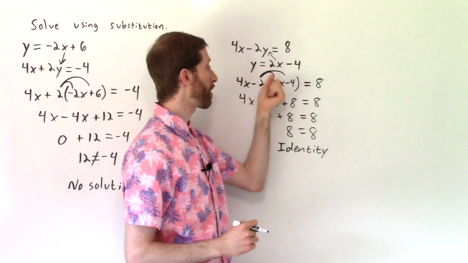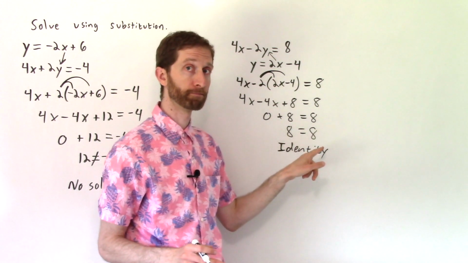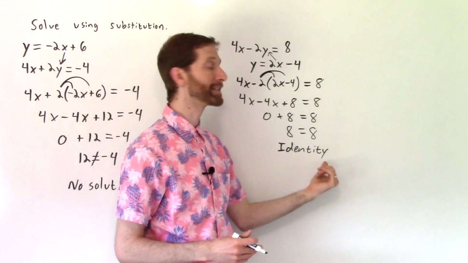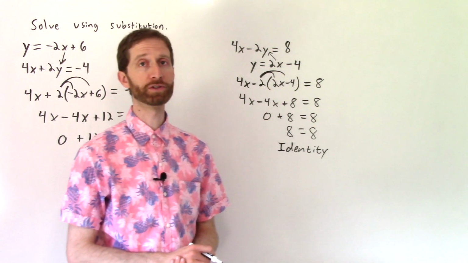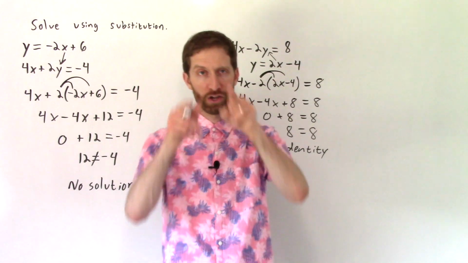So if you end up solving out an equation and the variables cancel out and you get truth at the end of it, two numbers that are the same number like this, then you know that it is an identity or that there's infinitely many solutions. That's it, peeps. It's all about understanding that result. You got this.